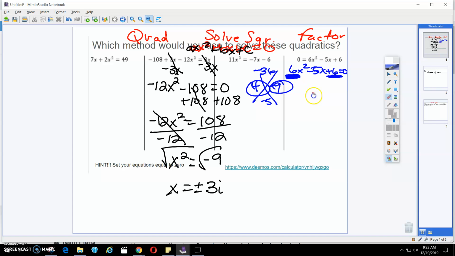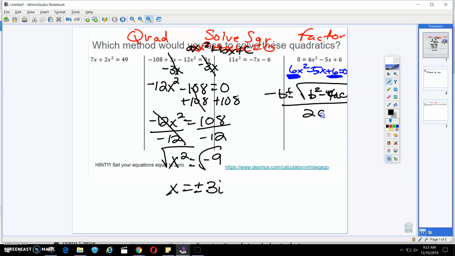So what do we have to do now? We're going to have to do the quadratic formula. Yes, we love that. So negative b plus or minus the square root of b squared minus 4ac, all over 2a. Looks like a moose. All right, so it's fine.